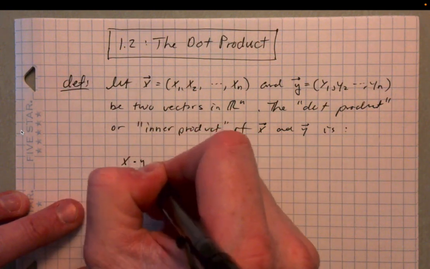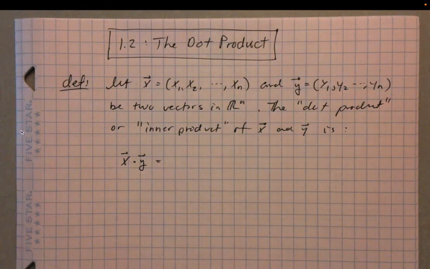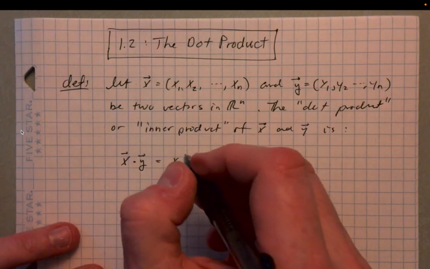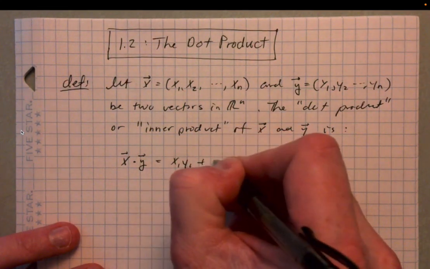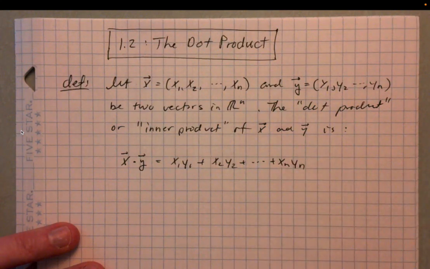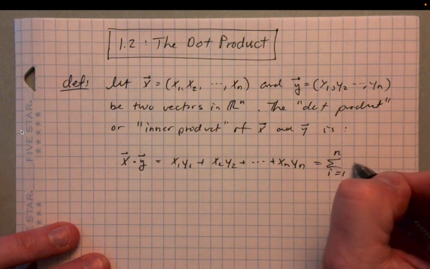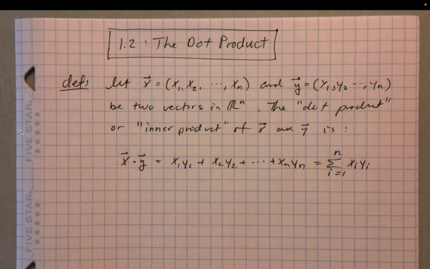So x dot y, that's the notation we'll use, and basically it's going to be what you think of as a sum product of the components. So it's x1 y1 multiplied together, plus x2 y2 multiplied together, plus dot dot dot xn yn multiplied together. And I suppose you could succinctly denote it using summation notation as the sum from i equals 1 to n of xi yi. Basically we take all of the components, multiply them against their corresponding components, and then add all of those products up, and that is what we call the dot product or the inner product.